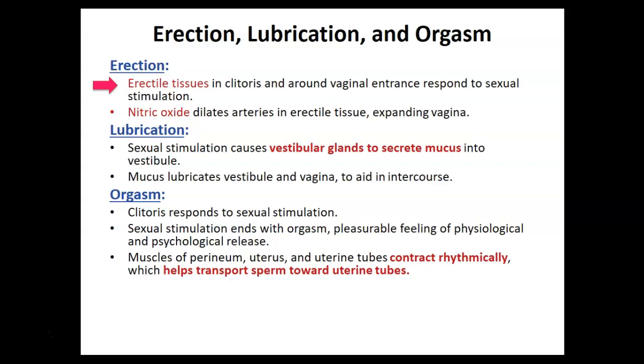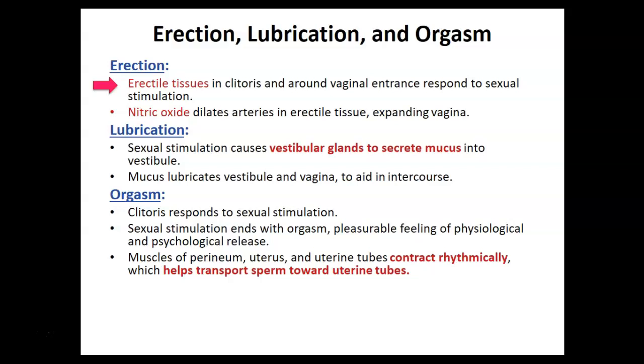So in addition to getting our erectile tissues stimulated and nitric oxide released, sexual stimulation is also going to cause several glands, the vestibular glands surrounding the vaginal opening, to start to pour out copious amounts of mucus. This is important to allow lubrication for the incoming penis so it can be propelled further into the woman's vagina.